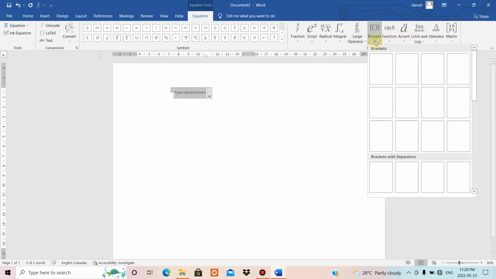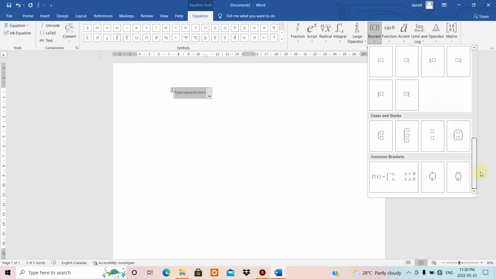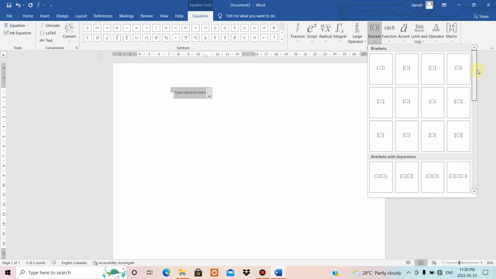The next is the Bracket. This bracket is very important in the mathematical arena. We use brackets to signify a lot. You have various types of bracket signs here. So anything that needs to be in a bracket, you come to the Bracket menu.